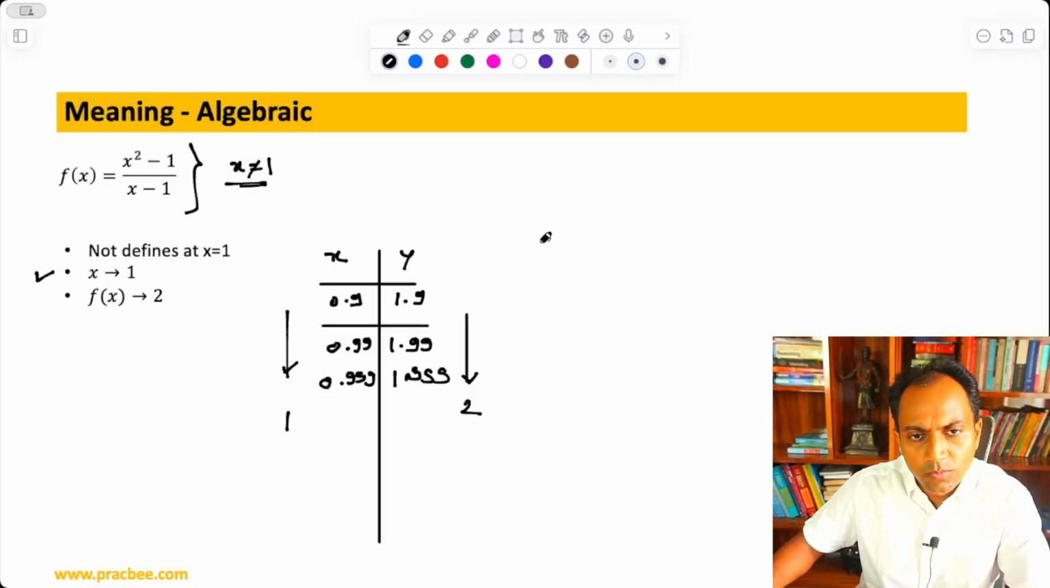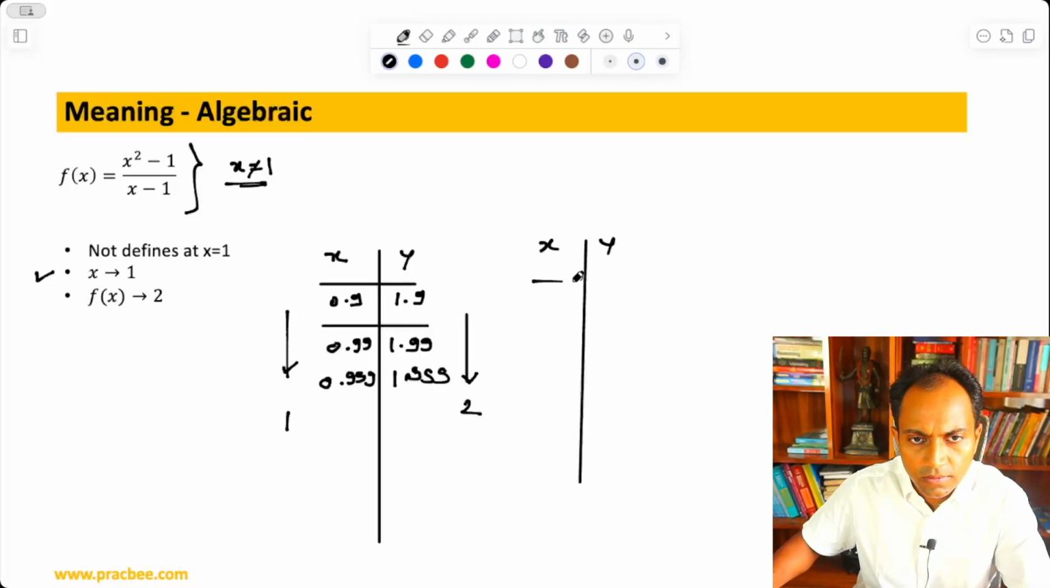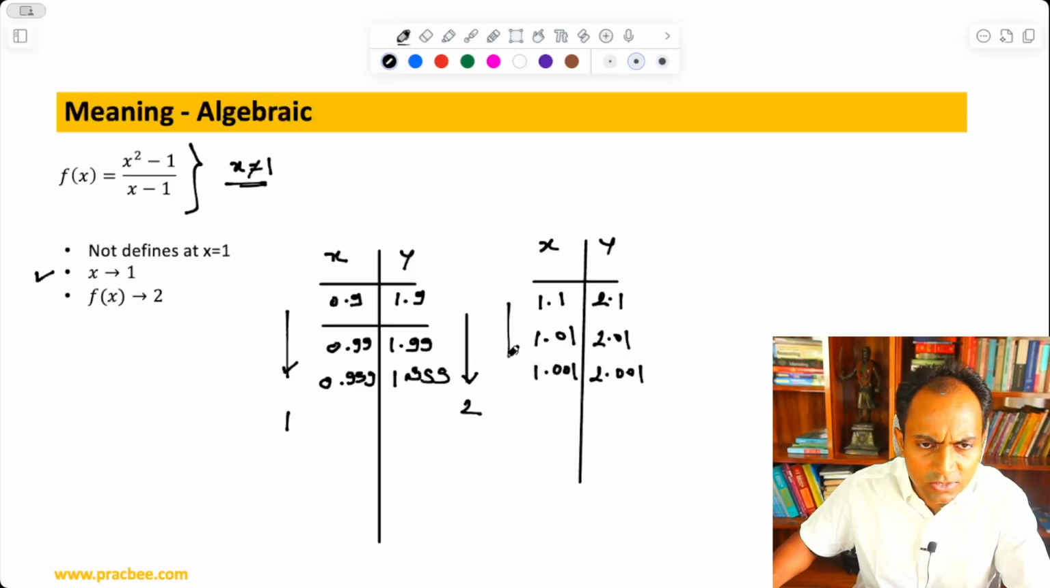Let us do one more thing. Again take values of x and y, but now approach the same problem from the other side. We are going to start putting values from 1.1. If I put 1.1, this becomes 2.1. If I put 1.01, I have come closer to 1, and this becomes 2.01. 1.001 becomes 2.001. So you can see that as you are again moving closer to 1, the value overall is moving closer to 2.